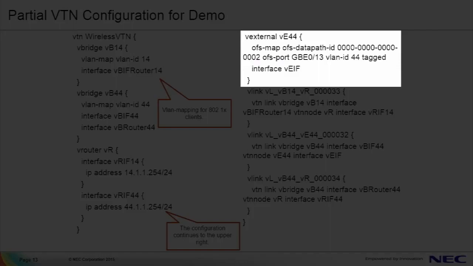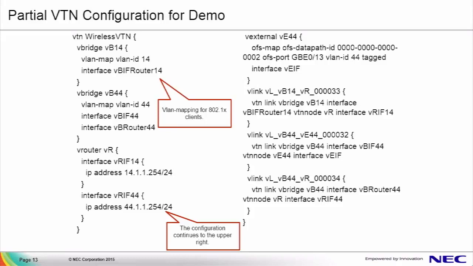We also have a vExternal called VE44. A host connected to the proper port and sending traffic with the proper VLAN ID is mapped to this vExternal. This ensures that wireless users have access to an appropriate secure server. Next, we'll show you a physical topology diagram for the upcoming wireless demo.